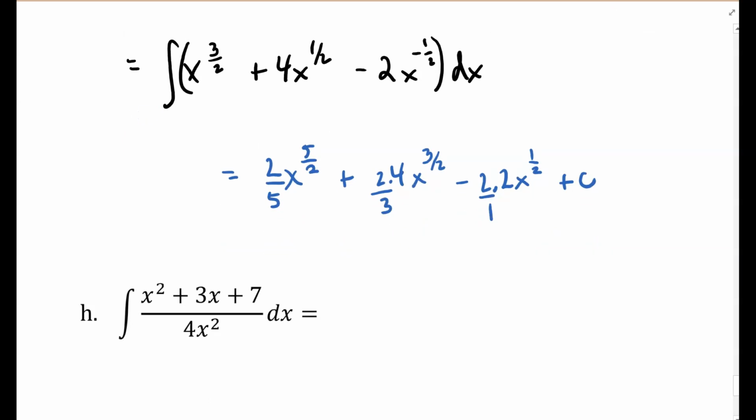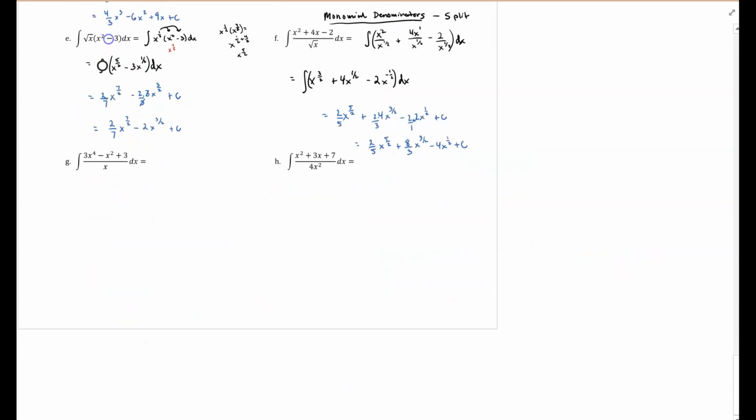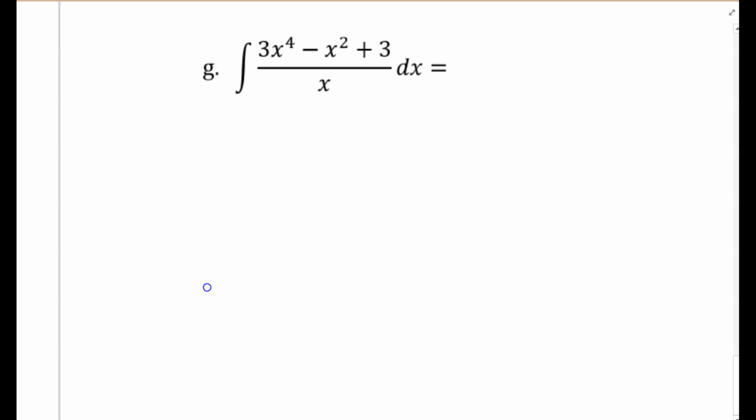Okay, and so I'll go ahead and I'll simplify this. So we get 2/5 x to the power of 5/2 plus 8/3 x to the power of 3/2 minus 4 x to the power of 1/2 plus a constant. There's your antiderivative.